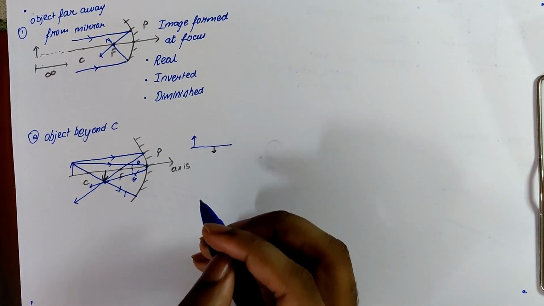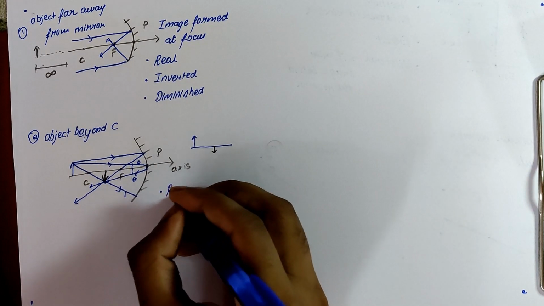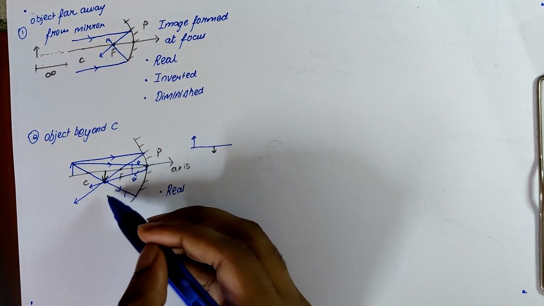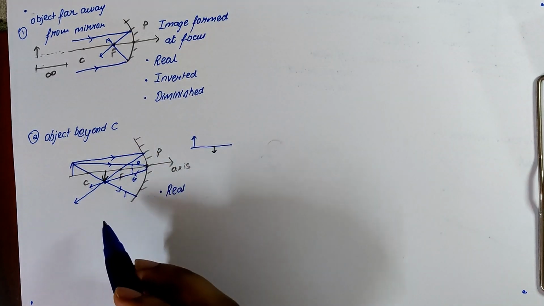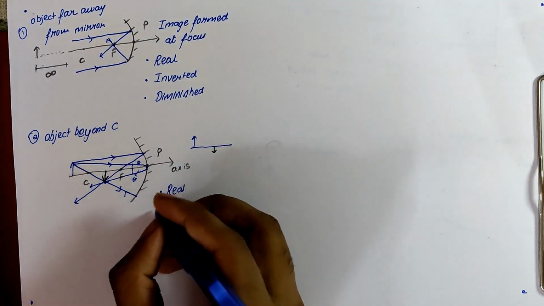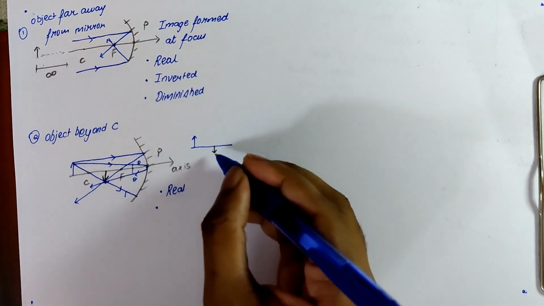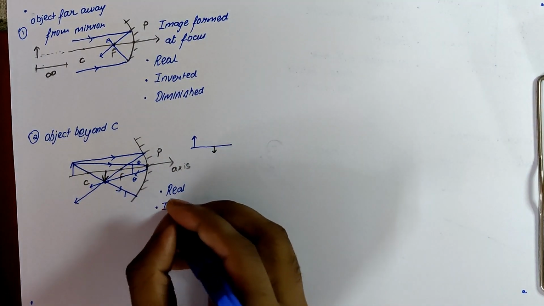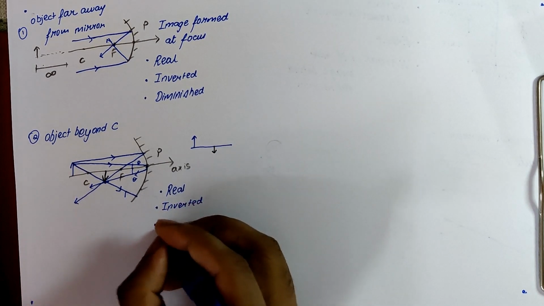First, we'll determine the properties of the image, which is, it's real, meaning these light rays meet at one definite point and it's in front of the mirror, so it's real. And from this we can already know that it's inverted, it's straight up and it's downwards here, so inverted, and it's diminished.